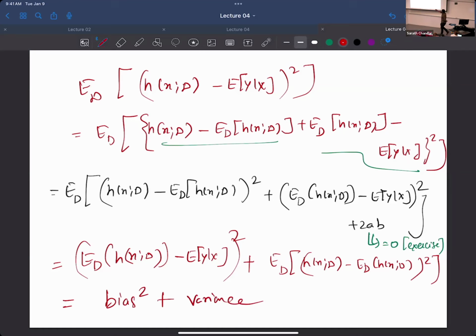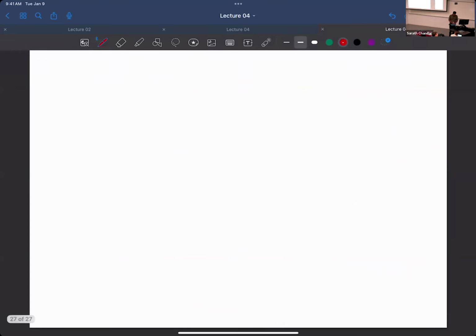I'm calling this first term bias because I picked a particular model on a data set, and I got some error. So that is my bias. So this is the error because of the bias, and this is the error because of the variance, which is coming just from the data. I picked a particular data set, and that is going to have some error. So that is the second part. Is that clear?